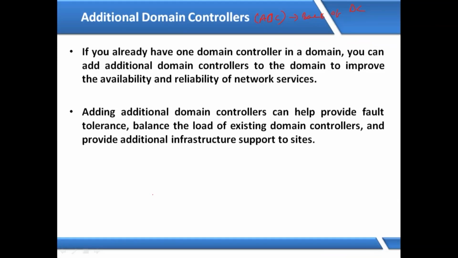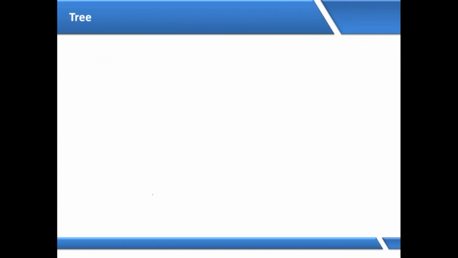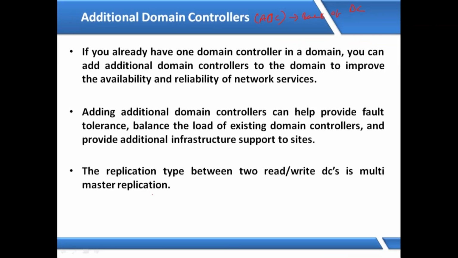And it will also do load balancing. If you have one DC and one ADC, some of the services will be provided by DC, some by ADC. So the load balancing will be done, and it provides additional infrastructure. If you are maintaining the ADC and the DC gets failed, there will be no problem in the network. ADC will provide support to the existing clients or customers. The replication between DC and ADC is two-way. Whatever you have in the DC will replicate to ADC, and whatever you do in the ADC will replicate to DC.